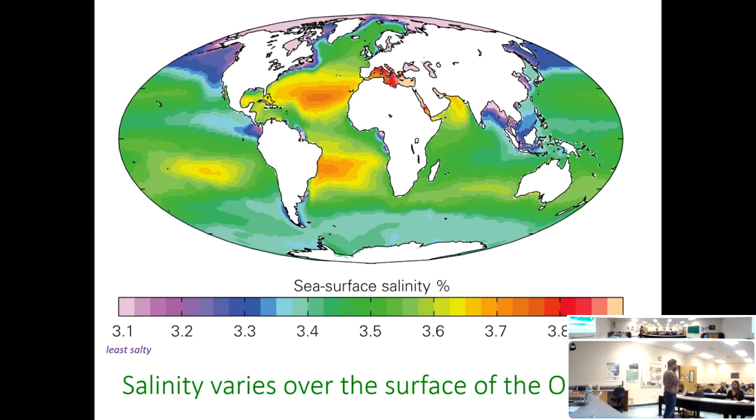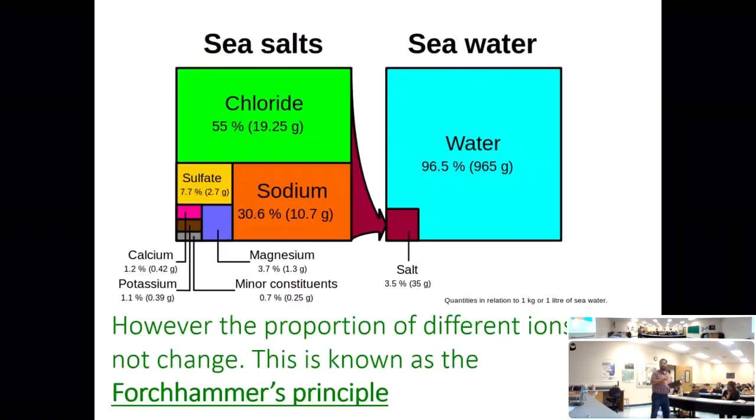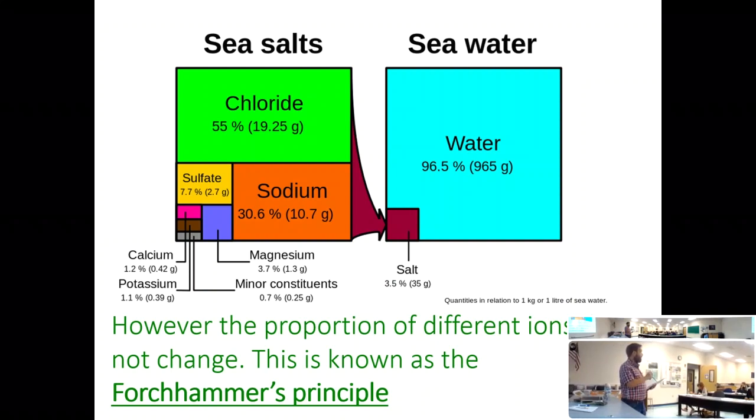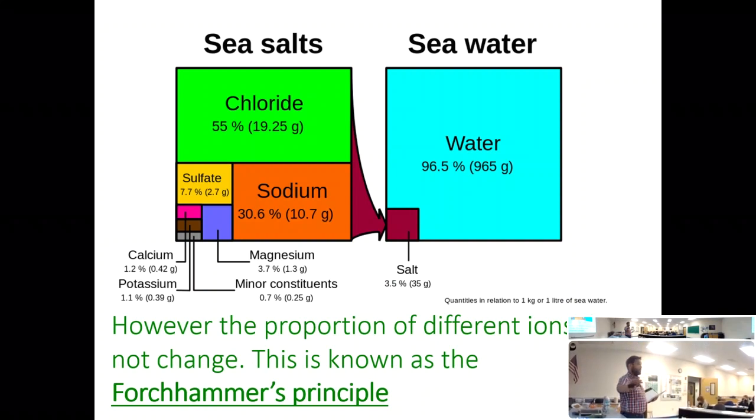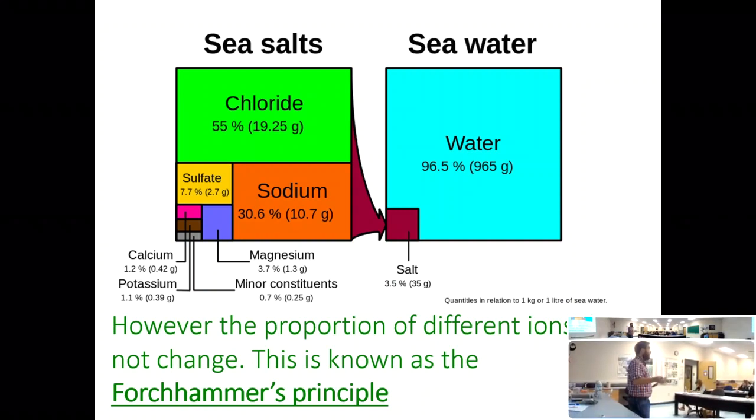Now what's kind of interesting is that even though it has very different salinities, the composition of the actual sea salt is almost exactly the same. That's known as Forchhammer's principle, okay? And I'll say it again so that hopefully it sinks in. The composition of the salt across the oceans of the world is almost exactly the same. Even though there are differences in how much salt is concentrated in that ocean water, the Mediterranean, or the Arctic Ocean, or North Pacific, or South Pacific, the composition of that salt is almost exactly the same no matter where you go, with few exceptions.